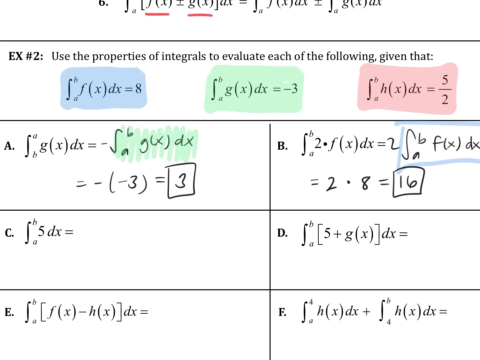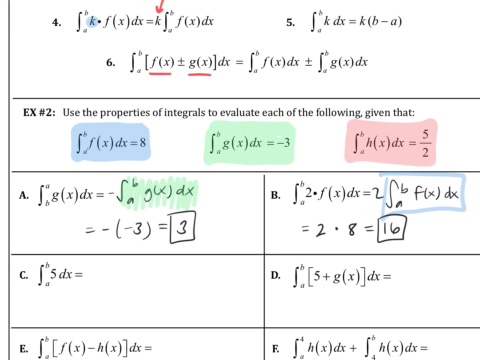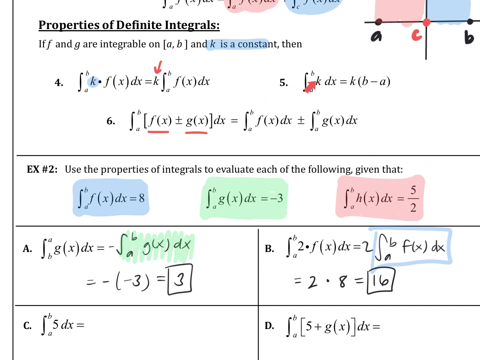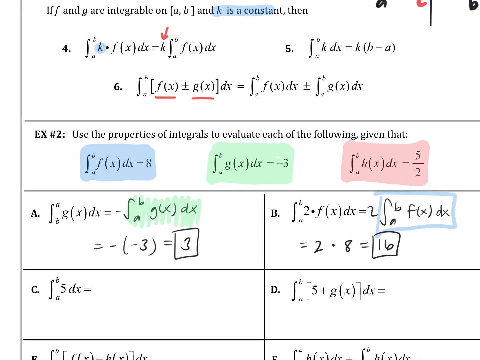Okay, example C, we're integrating from a to b of a number. Now, are we given just a number up here in these properties? No, but if I look up above, property number 5 tells me that if I just have a constant, when I integrate that, it's that constant times b minus a. So I can just plug in 5 times b minus a.